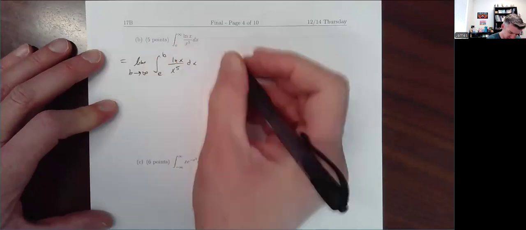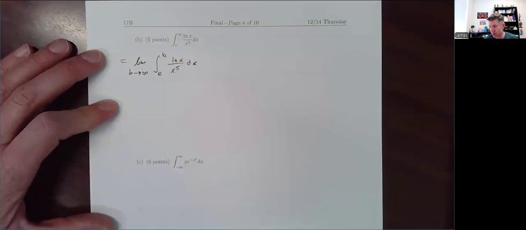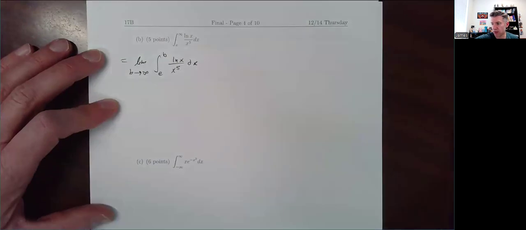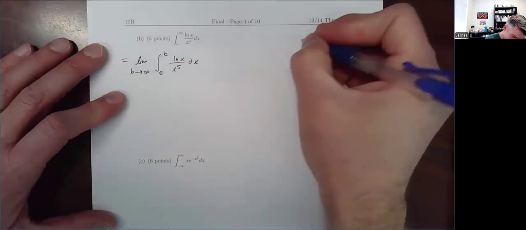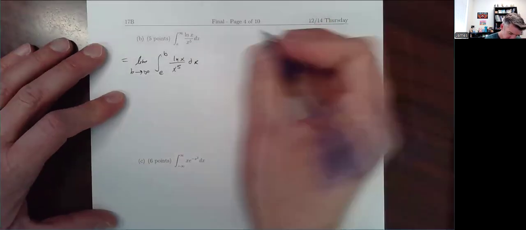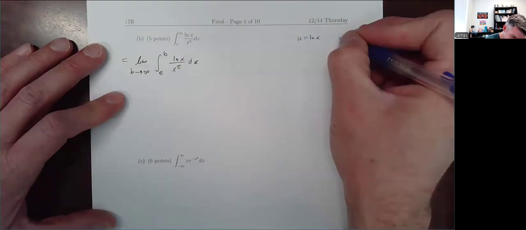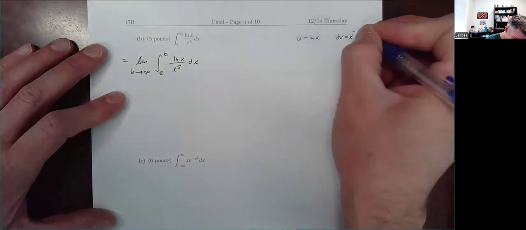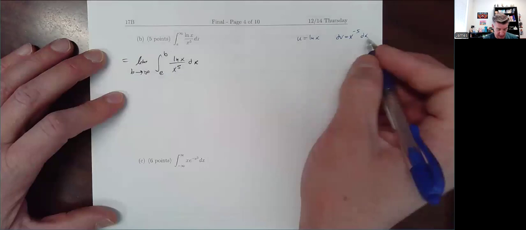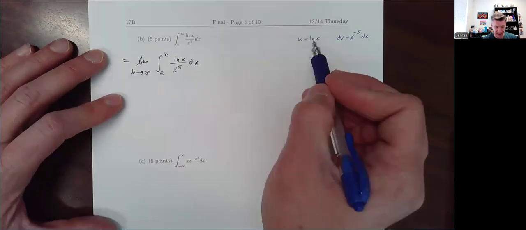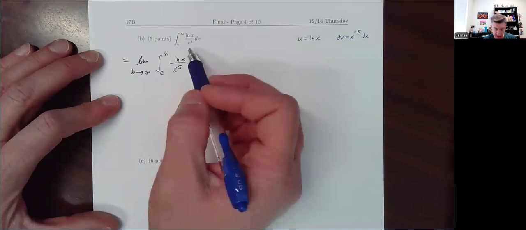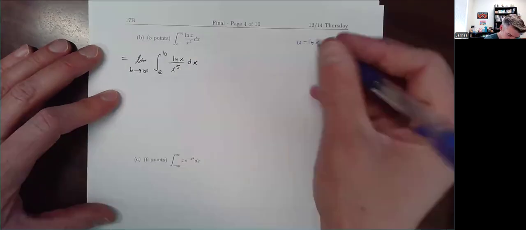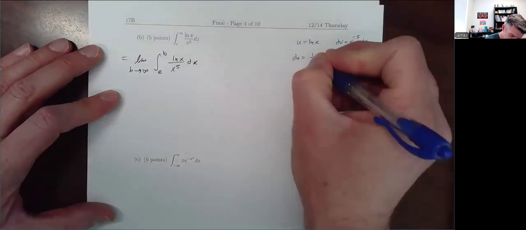But then I'm going to do the integration by parts over on the side. So on the side here, u equals natural log of x. My dv is x to the negative fifth dx, right? Because the things have to multiply to the integral. And natural log of x times x to the negative fifth dx is the same as natural log of x over x to the fifth dx. And then my du is 1 over x dx.